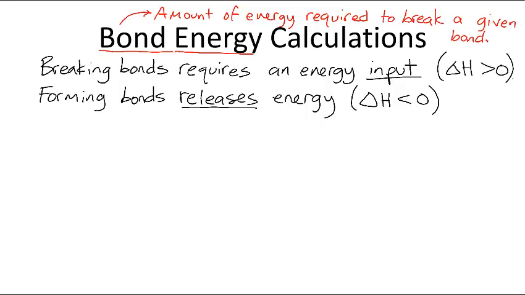So when we look up bond energy values, they tell us how much energy it would take to break a bond. How do we use that to figure out what delta H for a reaction should be? Or at least to estimate what delta H for a reaction should be? Does anyone remember?